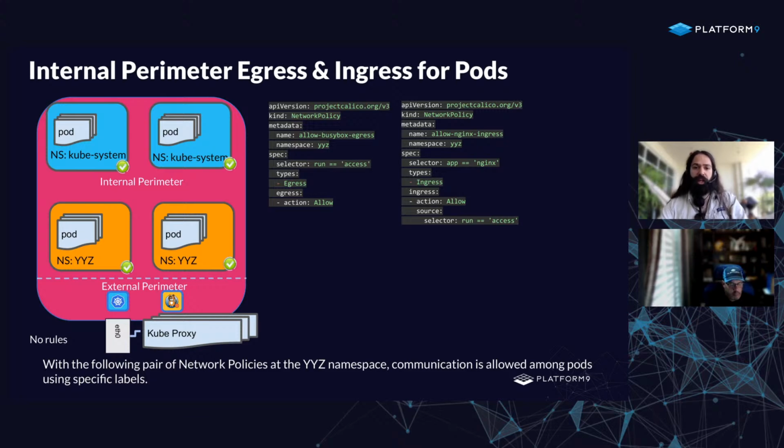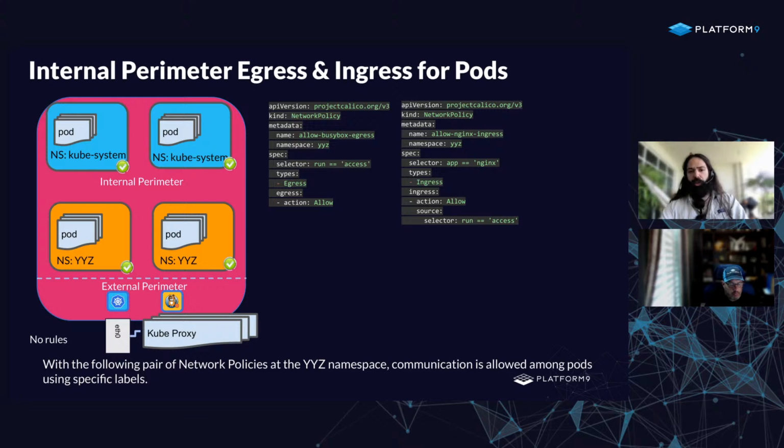At this point, we can see that we have a network policy called allow box egress, which makes mention of the egress traffic for any of our box pods. The type of traffic is egress, to anywhere. And this policy is going to apply only to pods that have the label run equals access, in the YYC namespace. So this policy is being applied to these pods for egress traffic.